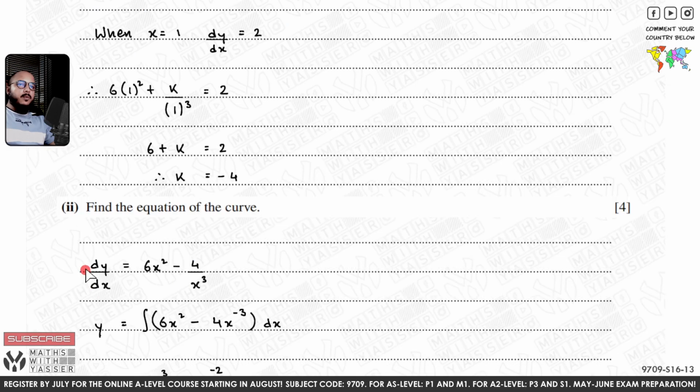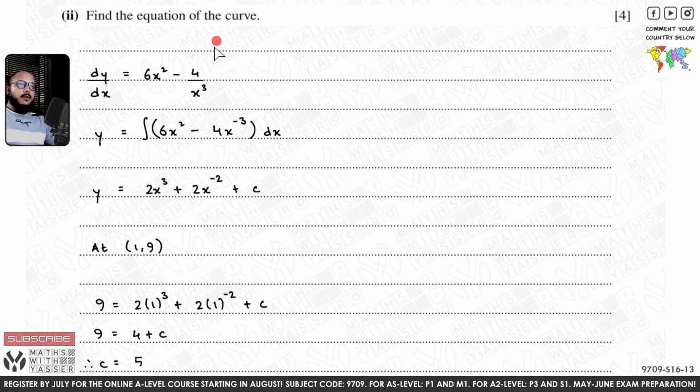In the second part of the question, we are asked to find the equation of the curve.